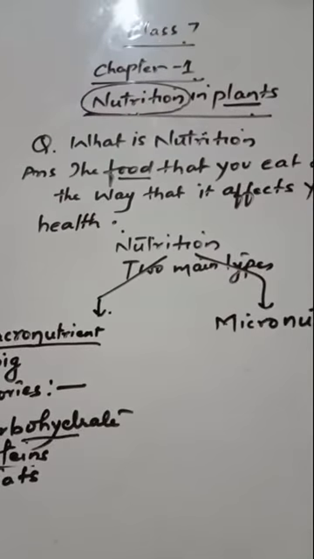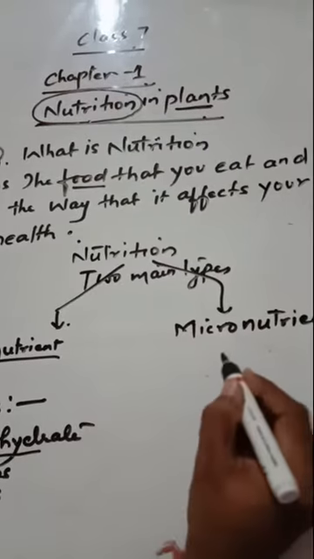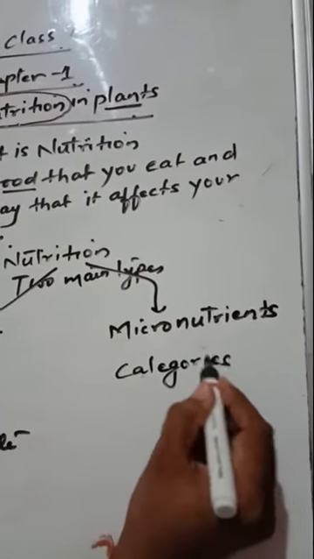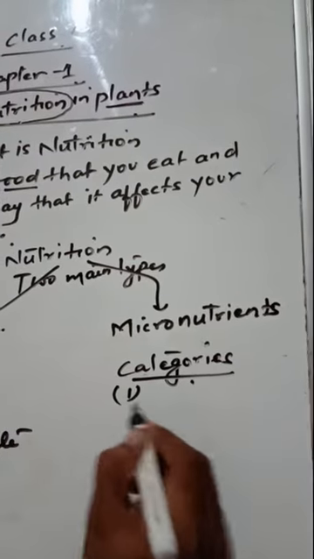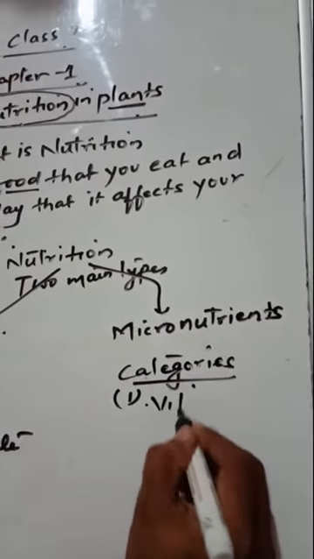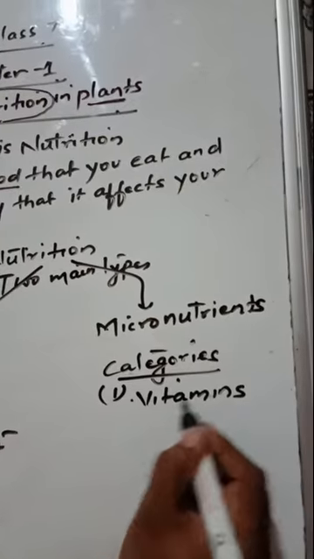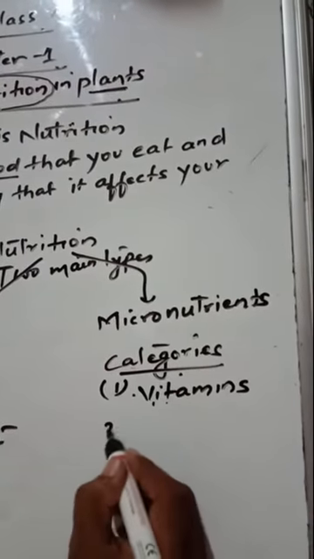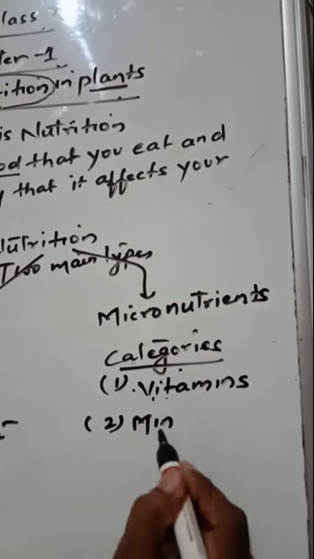So now for the micronutrients, what are its categories? Its categories will be vitamins, and the other is the minerals.